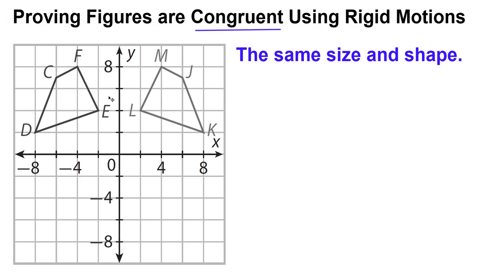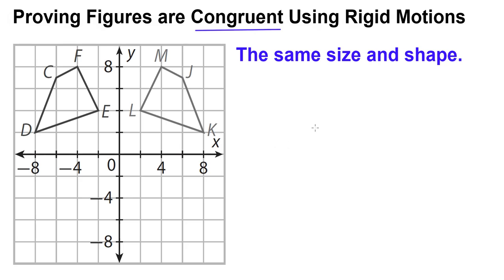So if two figures are congruent to each other, then we can prove that by using rigid motions to map one figure onto the other. Remember, when you map one figure onto the other, that means they match up perfectly. And the reason why that works is because rigid motions are motions that do not change the size or shape of the figure.